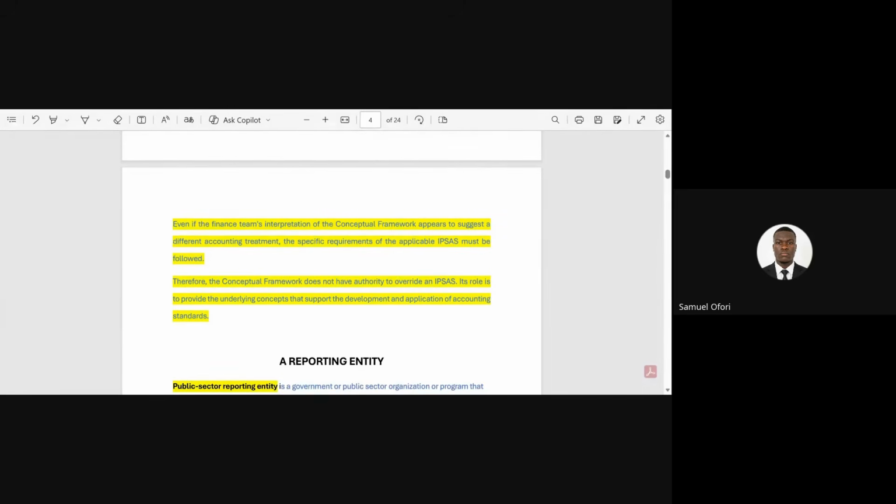Okay, so in developing the standard, you have to consult the conceptual framework. But in doing the actual work, in preparing the financial statements, you have to go by the IFRSs. All right, so please, you have to pay attention to this one very well. So we then move to a reporting entity. Please, any questions regarding the authority of the conceptual framework?